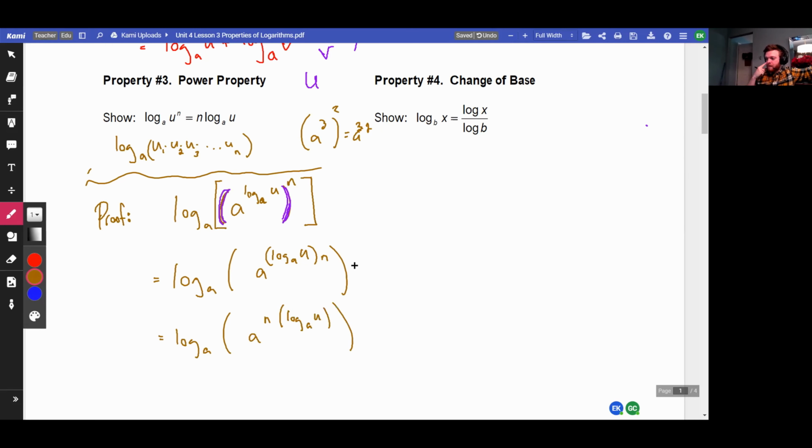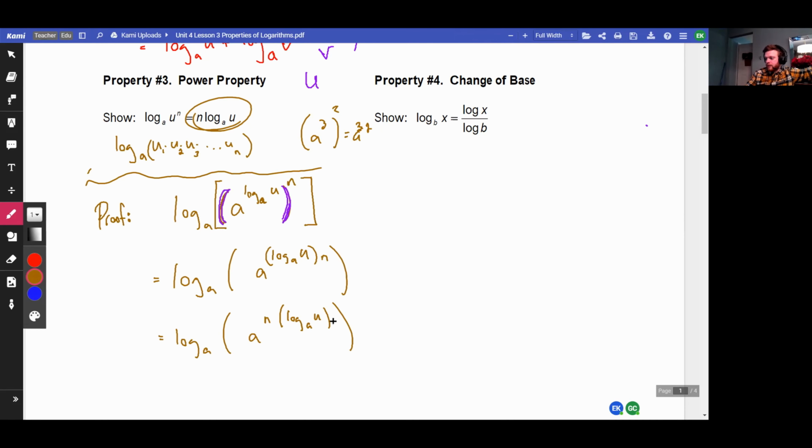Why are you flipping the order? Because it just looks nicer. Because I'm looking into the future, and I'm looking at the right side of what we're trying to show. We were trying to show n log base A of U. And so how can we get that? We'll just switch the order around. It's really important to know where you're going. You don't get in the car and then just start driving. You know where you're going. And I think that's a good segue into the next one in a second, knowing where we're trying to get to. So you switched that order because you knew that you wanted this thing here.